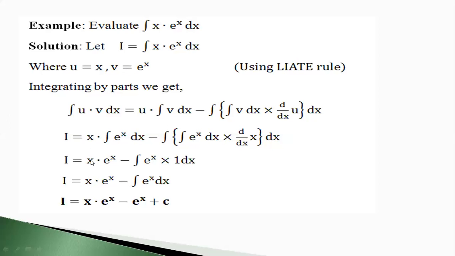Here x remains as it is, and the integration of e raised to x is e raised to x, a standard formula. Minus, the integration sign remains as it is, the integration of e raised to x dx is e raised to x, into the derivative of x with respect to x, which is 1, into dx. Taking the multiplication, e raised to x into 1 is e raised to x, dx.